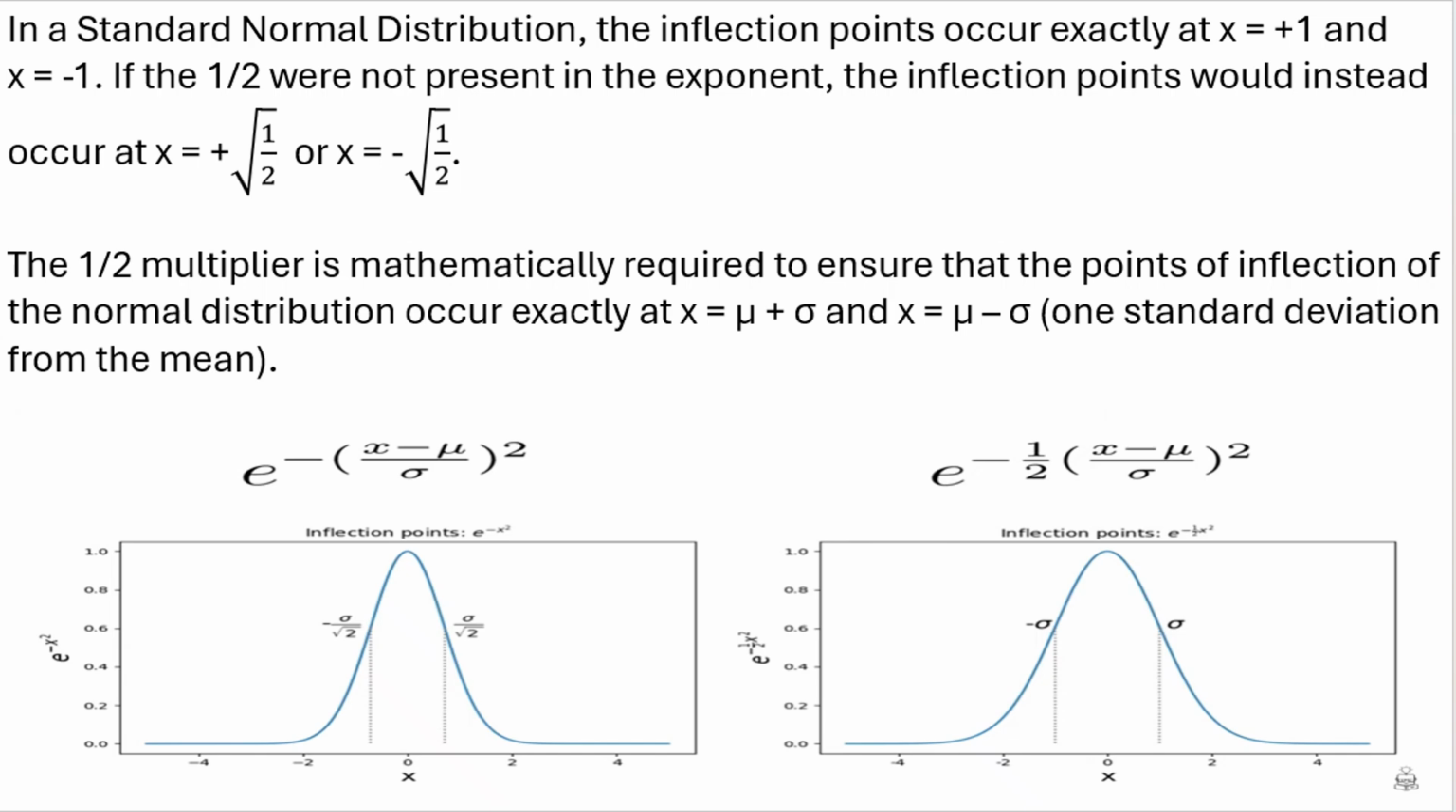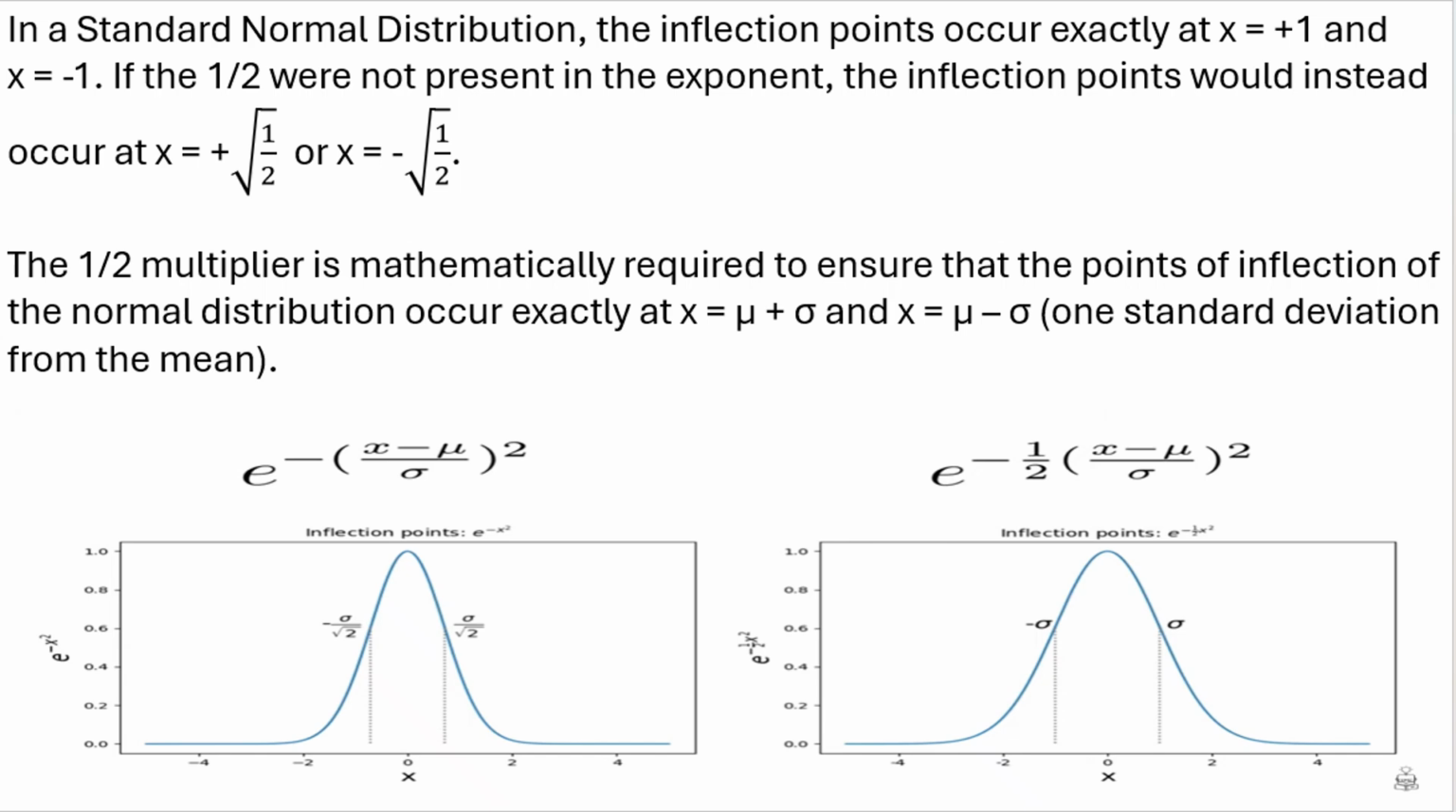But then, what does it have to do with this normal distribution? In a standard normal distribution, a normal distribution which has been designed keeping in mind convenience for further mathematical operations, the inflection points should occur exactly at x equals plus 1 and x equals minus 1. If we do not multiply the power of e by half, we will find that the inflection points, instead of lying at plus 1 and minus 1, lie at plus root 1 by 2 and minus root 1 by 2.